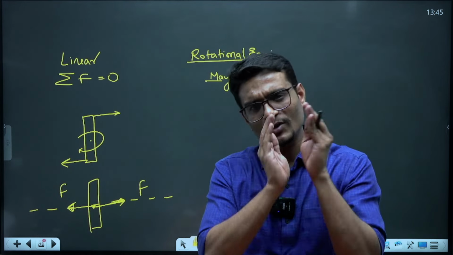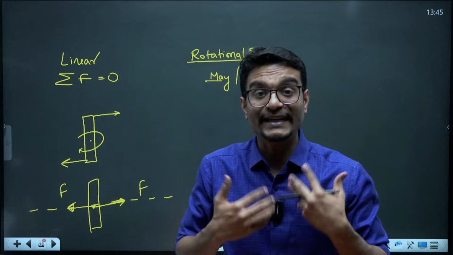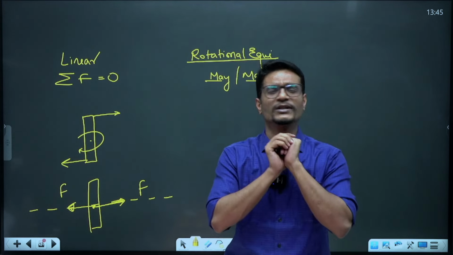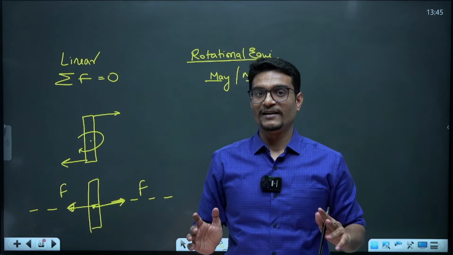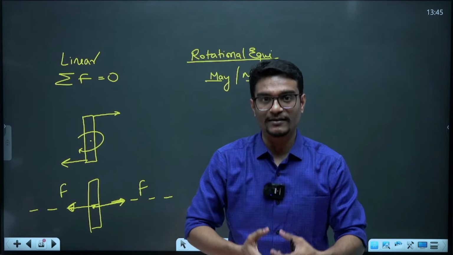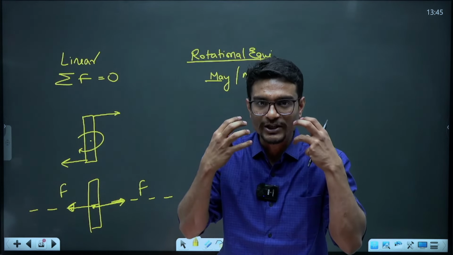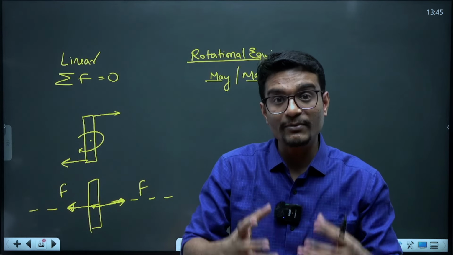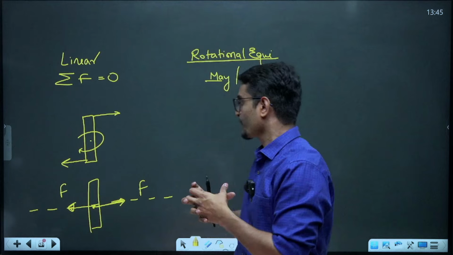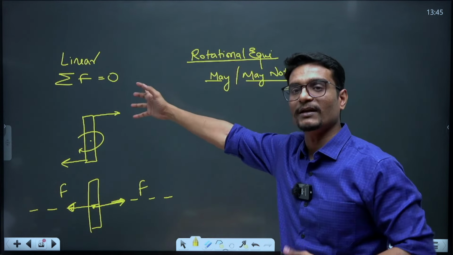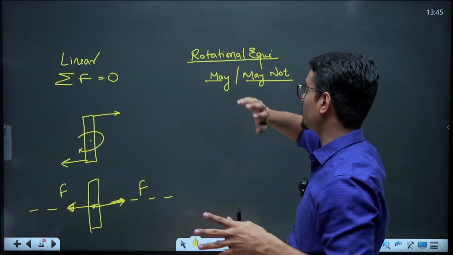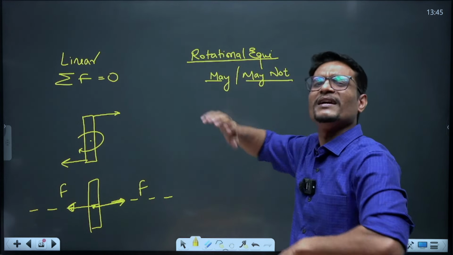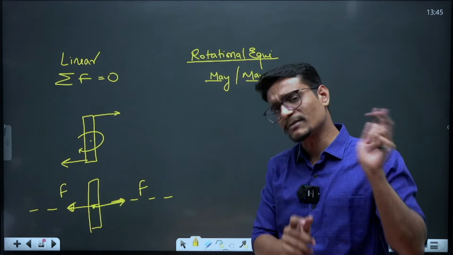Write this, pause the video, think, read, and then only you can understand physics. Physics is not at all difficult. It is only how deeply you think, how thoroughly you read the concepts, and how you spend time to think. So when there is linear equilibrium, it is not necessary that the body must be in rotational equilibrium, and vice versa. If the body is in rotational equilibrium, it is not necessary that the body must be in linear equilibrium.